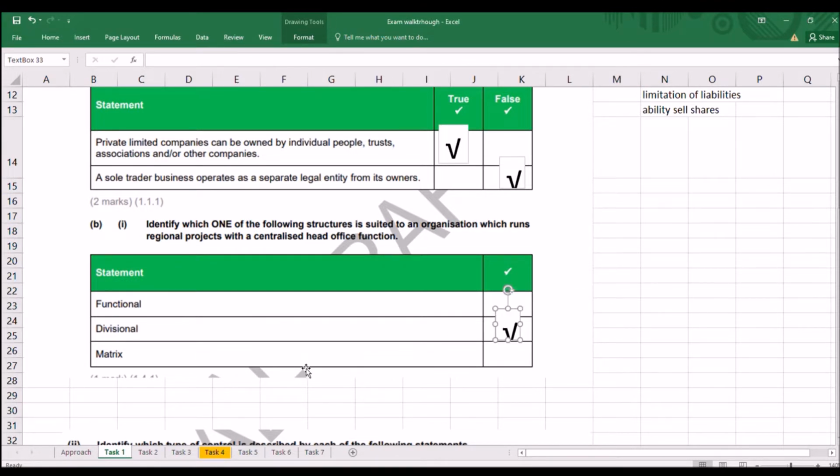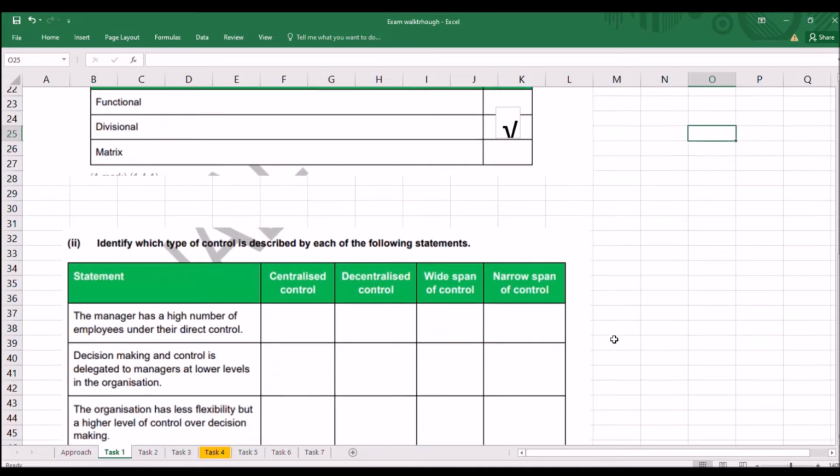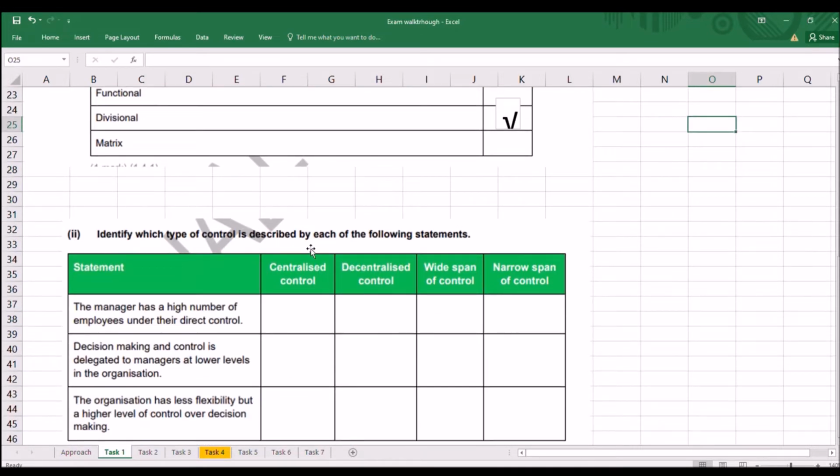In a matrix, these regional projects would carry their own head office functions. In functional, there would be the centralized head office functions, but there would also be the sales and products departments. There wouldn't be these regional projects. So that one's divisional. Next: identify the type of control that's characterized by the following statements. Let's just look at what we've got here.